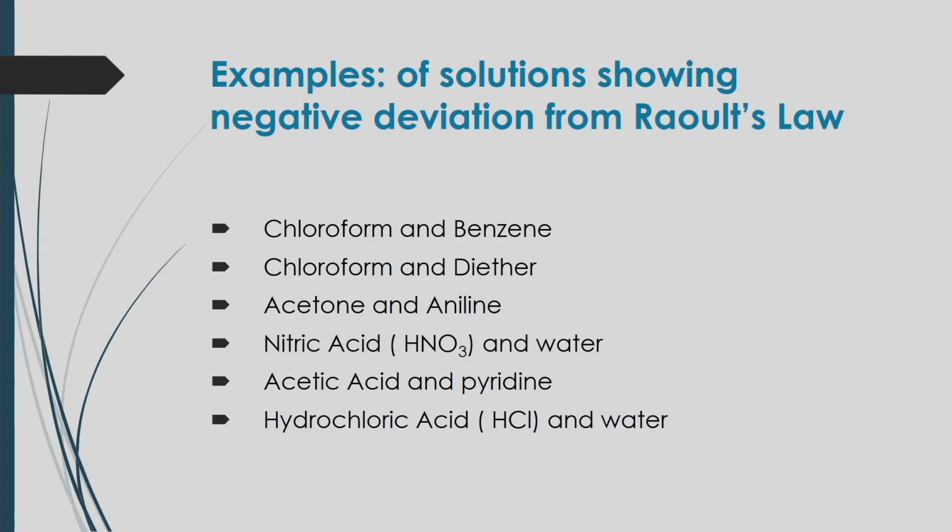Similarly, some solutions also show negative deviation from Raoult's law. Some examples are the mixture of chloroform and benzene, chloroform and diethyl ether, acetone and aniline, nitric acid and water, acetic acid and pyridine, and also hydrochloric acid and water. This combination of solutions you can call non-ideal solutions, which show negative deviation from Raoult's law.